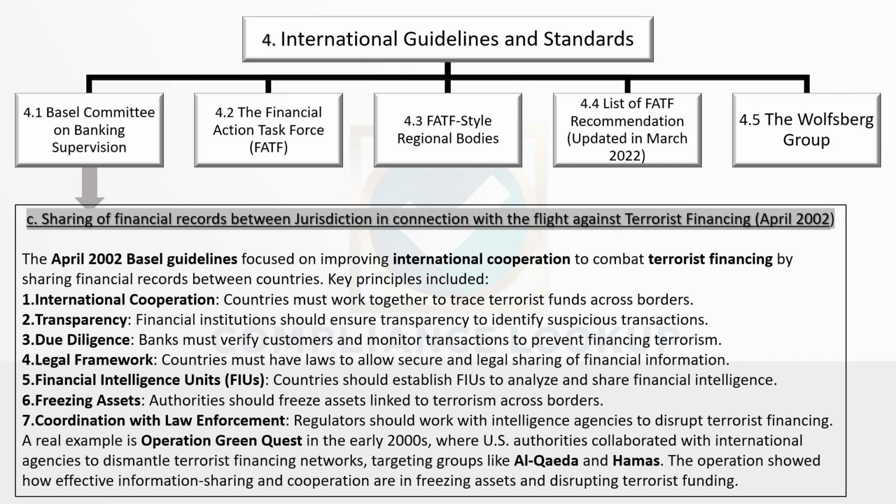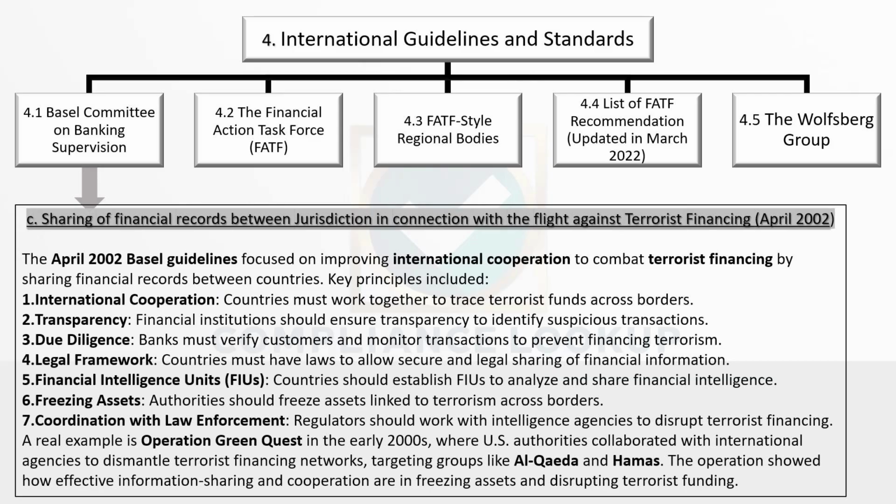Detailed explanation of the framework. The framework outlined in April 2002 emphasizes several critical principles. 1. International cooperation and information sharing. Principal: jurisdictions must work together by sharing financial records and intelligence to trace the flow of funds used for terrorist activities. Cross border cooperation is essential because terrorist organizations often operate across multiple countries.